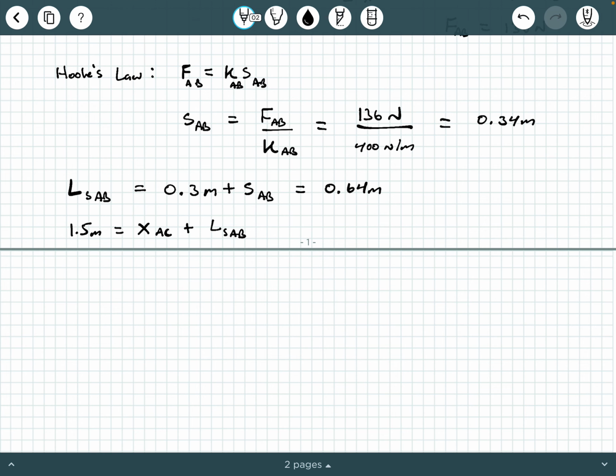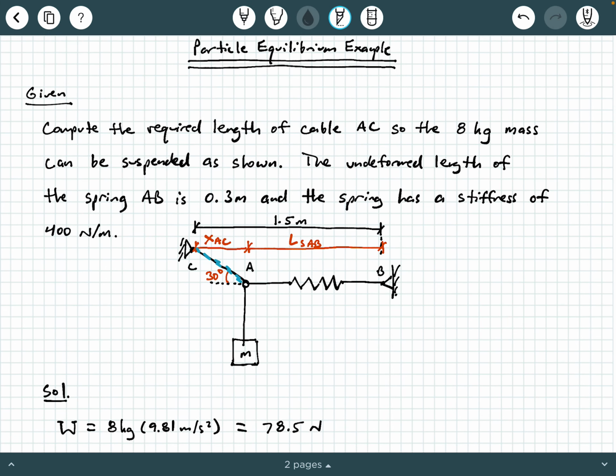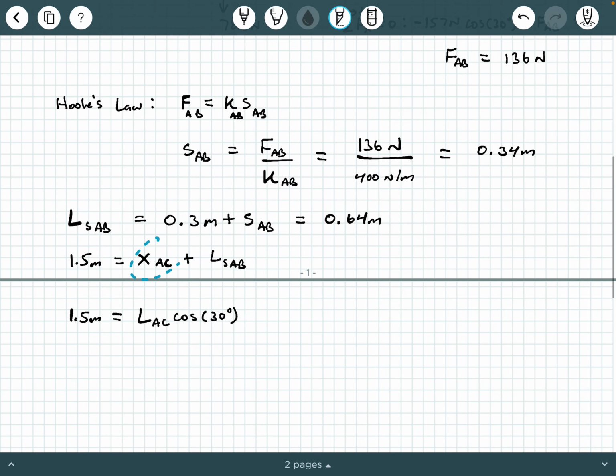And so how do I build this out a little bit more? Well, we have 1.5 meters. What is the X component of AC? Well, that's just the length of AC times the cosine of 30 degrees. Basic trigonometry. We take the diagonal length, L_AC, and we say times cosine of 30 degrees, and we'll get X_AC, okay? And so that's how I'm relating X_AC and basically substituting in L_AC times cosine 30. And then we say plus that 0.64 meters that we just calculated.